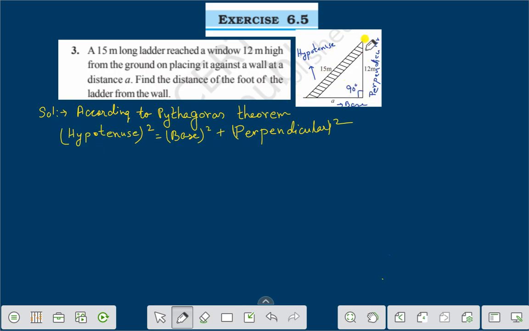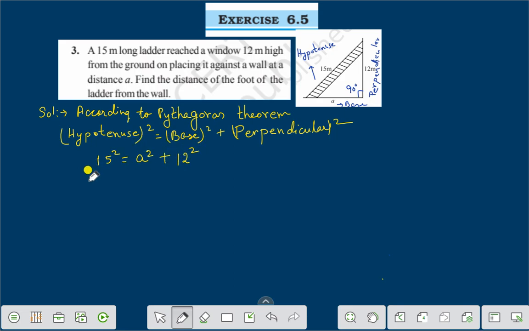And base is A and perpendicular is 12 meter, right? Let us find the value. That is, for hypotenuse is 15, so we can write as 15 square is equal to, what is the value of base? Base is A square plus, what is the value of perpendicular? That is 12 meter, that is 12 square.